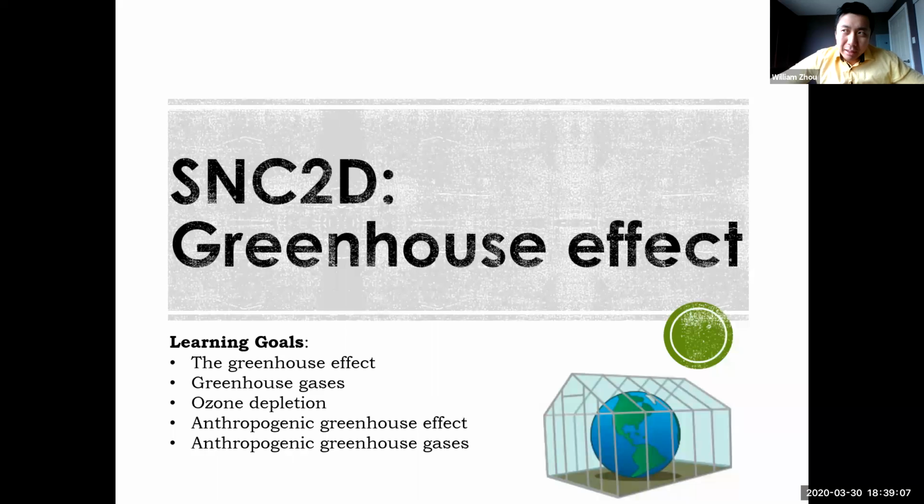We're going to look at some of the greenhouse gases, describe what the greenhouse effect is, how humans are contributing to the greenhouse effect, and also the ozone layer and its depletion.